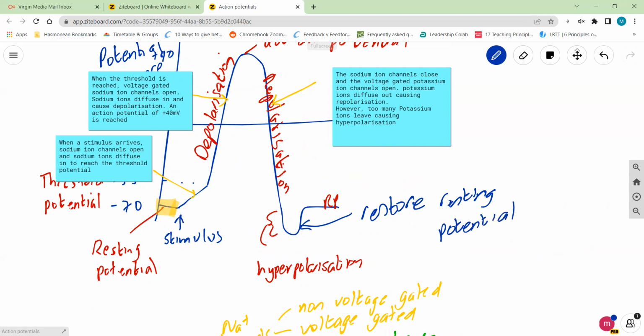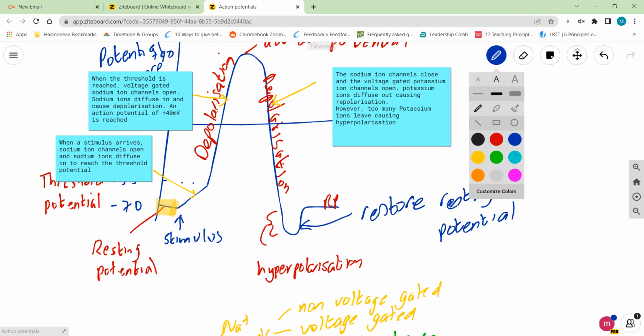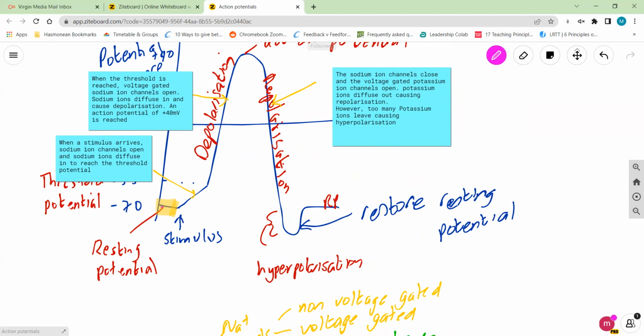Now, bear in mind, however, that if you don't reach the threshold, which can happen, if not enough sodium ions come in the first place, and we don't quite reach the threshold, then it will just go back. Okay, we call that the all or nothing response. The all or nothing response means that you either reach the threshold and go to action potential, or you don't generate an impulse at all. It's one or the other.